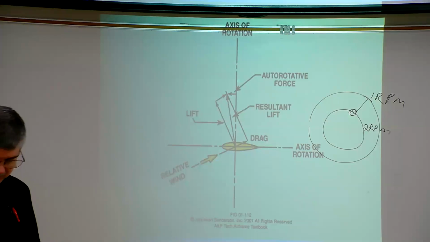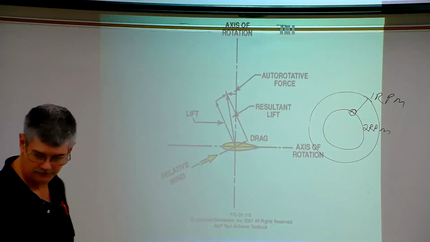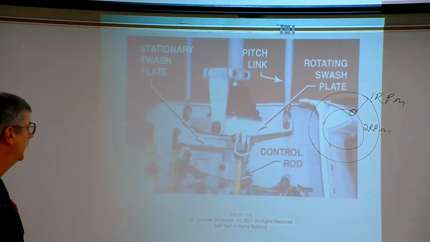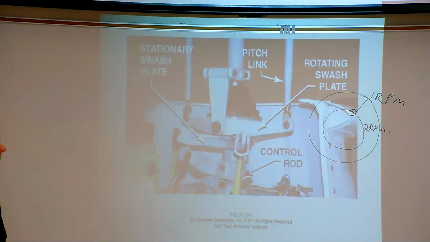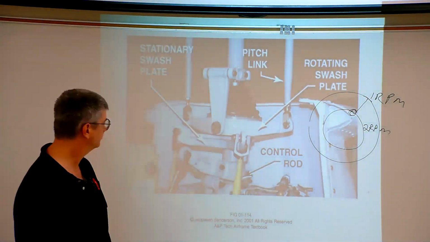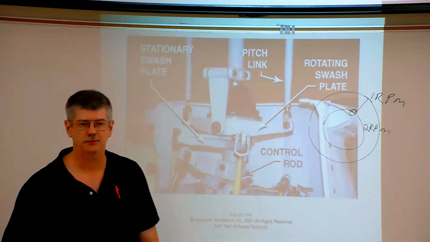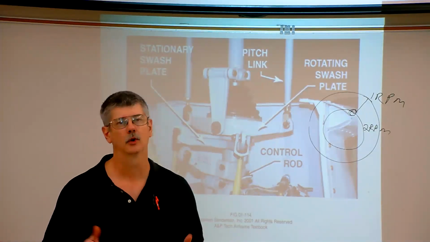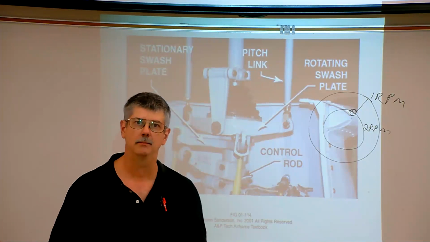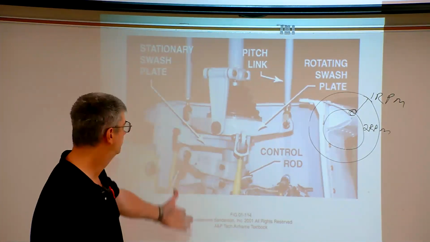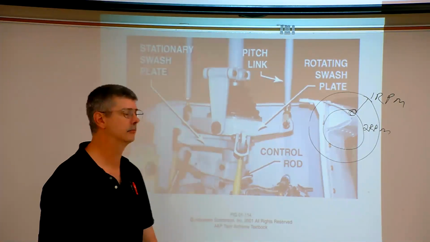In that, the cyclic and collective controls, or the inputs from the pilot, are sent to a device called a swash plate. And the swash plate then transfers that information, or those inputs from the pilot via the cyclic and the collective, to the rotating rotors.